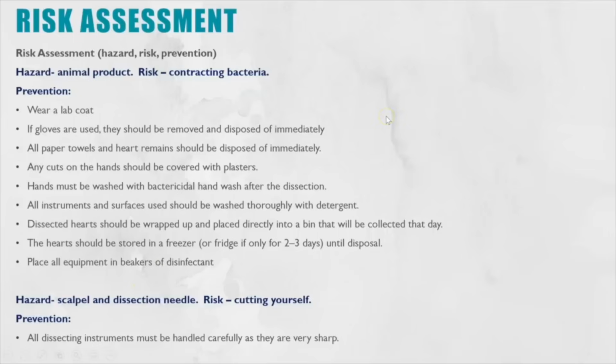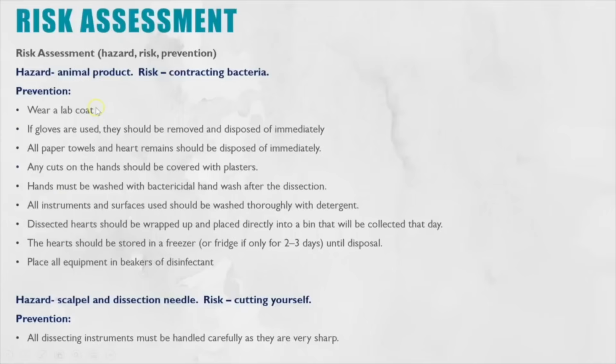Then you need to consider the risk assessment. And again, always think about what's the hazard, risk, prevention. And I've picked out two key hazards to discuss here. The first one is if you are dissecting an animal product, the risk is you might end up contracting bacteria or spreading it to other people. And there's a whole range of preventions that need to be put in place to make sure that you aren't going to contaminate the lab or yourself with bacteria.